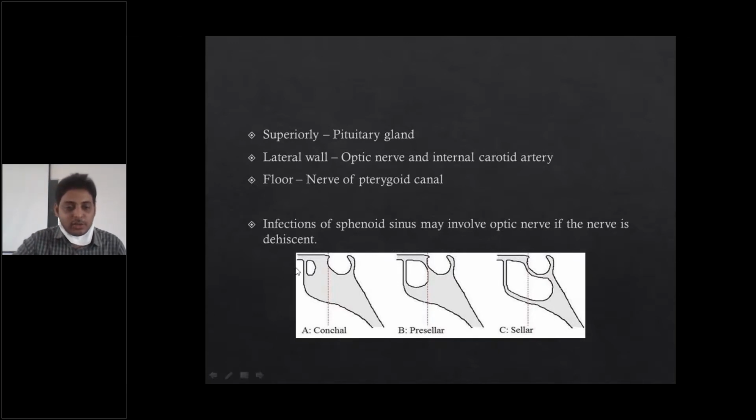If the sphenoid sinus pneumatization is not sellar, if it is conchal or presellar type, this approach may impede us from going into the pituitary gland, because obviously there is no pneumatization and bone is obstructing our entry into the pituitary gland. We can't do this transsphenoidal approach to the pituitary gland. Hope you all are clear on this point.